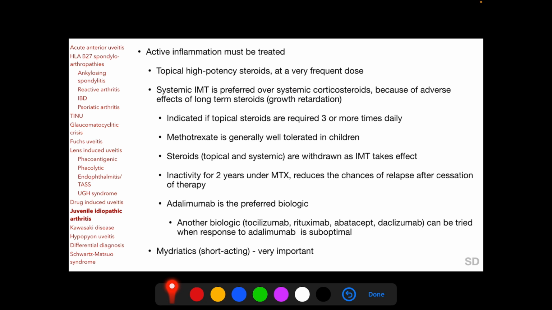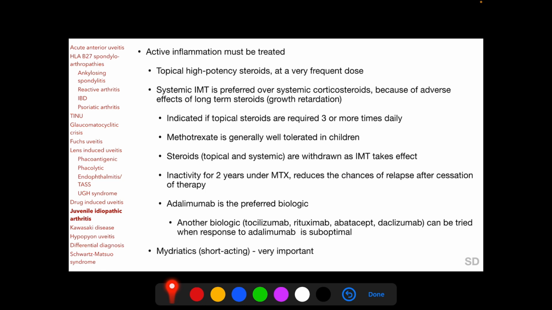effects including growth retardation. Systemic immunomodulatory therapy is indicated if topical steroids are required 3 or more times daily for more than 3 months, and in children methotrexate has been found to be generally well tolerated. And as IMT takes effect, steroids, whether topical or systemic, can be withdrawn. And it has been seen that chances of relapse after cessation of therapy with methotrexate is reduced if the uveitis is inactive for 2 years of methotrexate therapy.